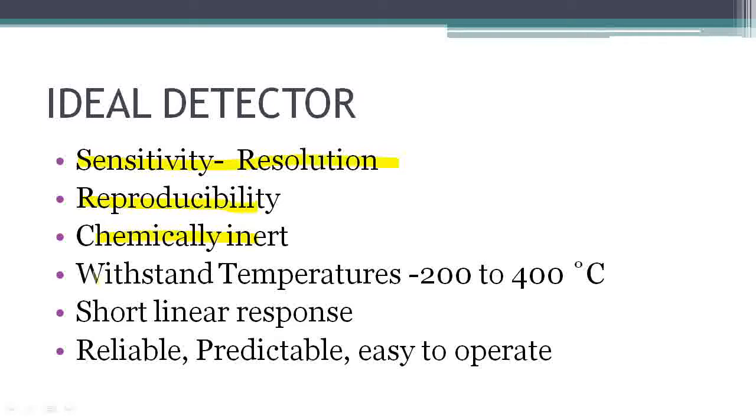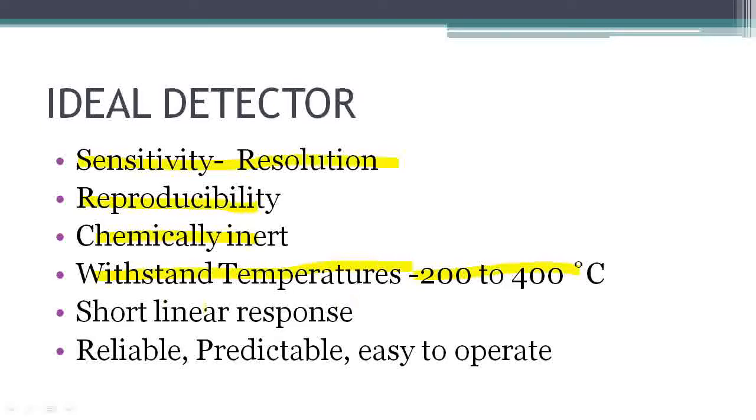It should be pretty stable. It should be very stable. The temperature range is -200 to 400 degrees Celsius. That's a huge temperature range of 600 degrees Celsius, because gas chromatography can take place at very low temperatures to very high temperatures, right?